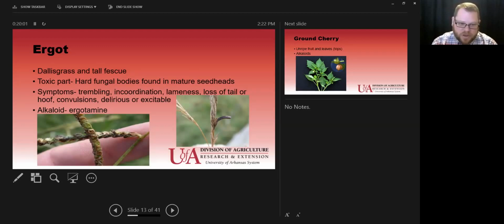So the symptoms of ergot are trembling, incoordination, lameness, loss of a tail or hoof, convulsions, delirious, or excitable. And many times with ergot, we do not recover from that. We may save the animal and death may not be the final result, but there will probably still be some problems there. They're not going to regrow the tail, or the hooves are not going to get any better. And that lameness that they found, they may carry some of those symptoms along with them as they go.